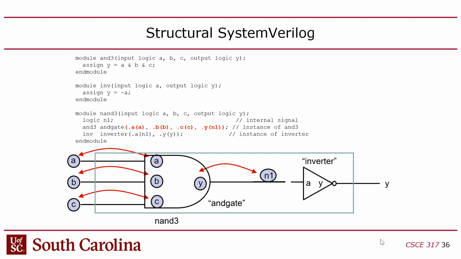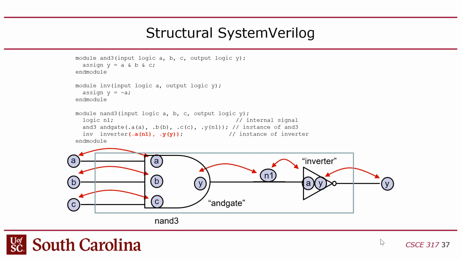So this signal might be called AND gate dot Y because it was the Y in the AND gate, or it'll be called NAND3 dot N1. Only one will survive, right? But for the purpose of this design, you've got one wire that's called N1 inside this scope, and it's called Y inside that scope, right? Okay, so then I'll connect N1 to the A input on the inverter, and the Y output on the inverter will be connected to the top level Y using this code.